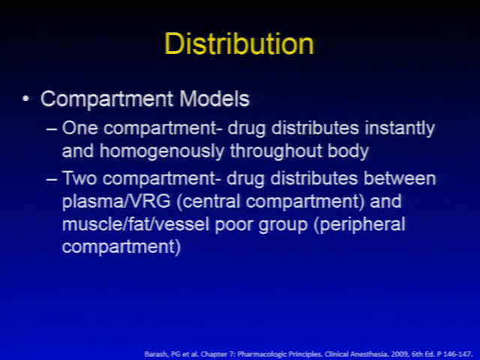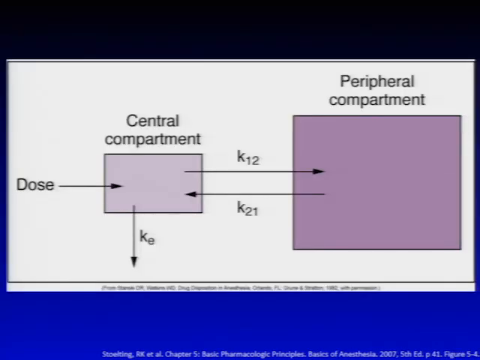When we talk about distribution, we need to introduce the topic of compartment models. So we think of the body as one single compartment in which the drug distributes instantly and homogeneously throughout the body. This is a very simplistic way of thinking about it and not very clinically relevant or applicable. However, if we separate the body into two compartments, that is, the plasma and vessel-rich group, or the central compartment, and the muscle, fat, and vessel-poor group, or the peripheral compartment, we can see from this picture that the drug can redistribute itself from the central compartment to the peripheral compartment, and eventually reach an equilibrium.